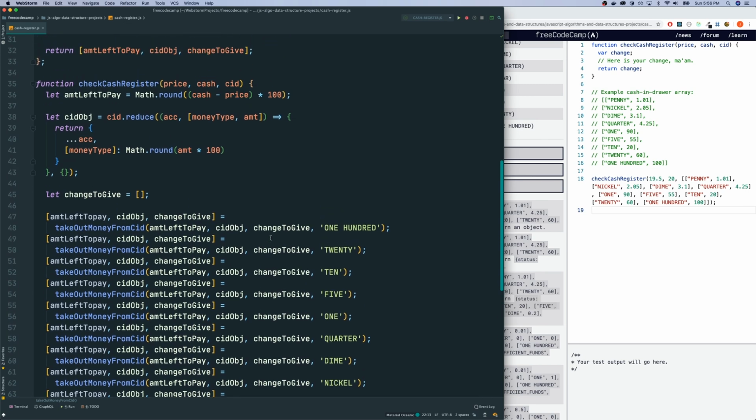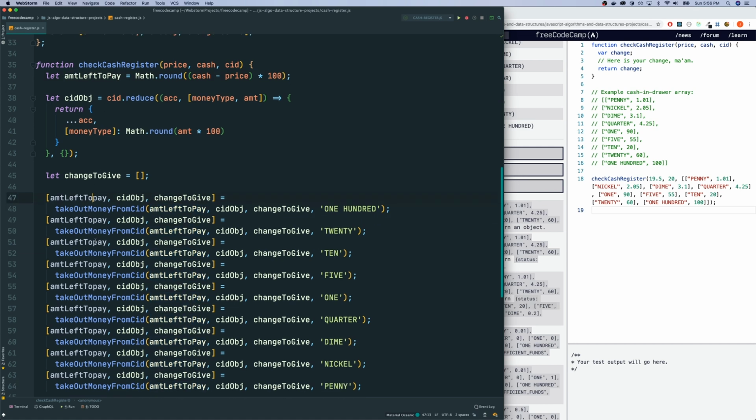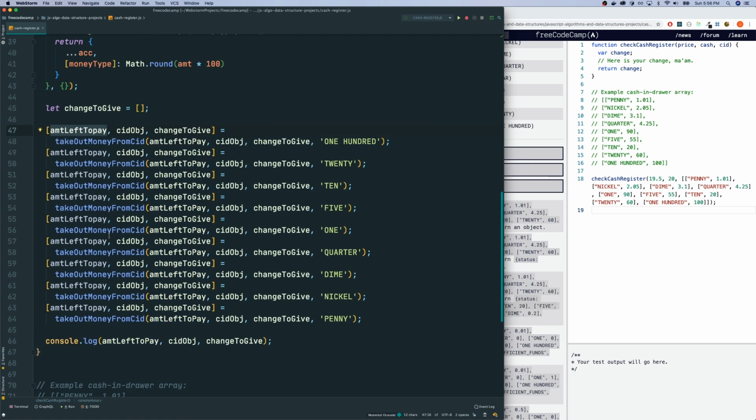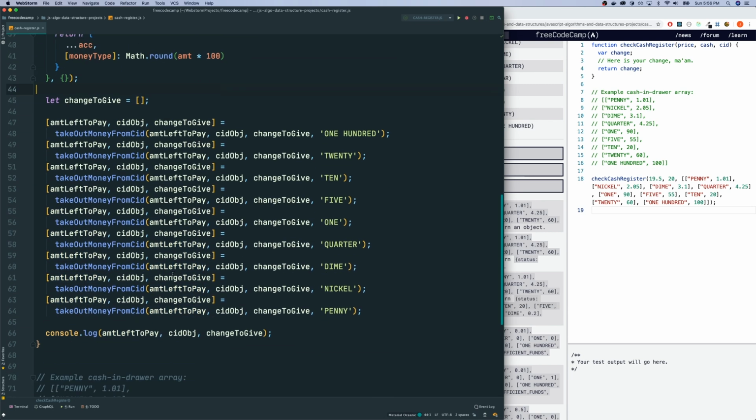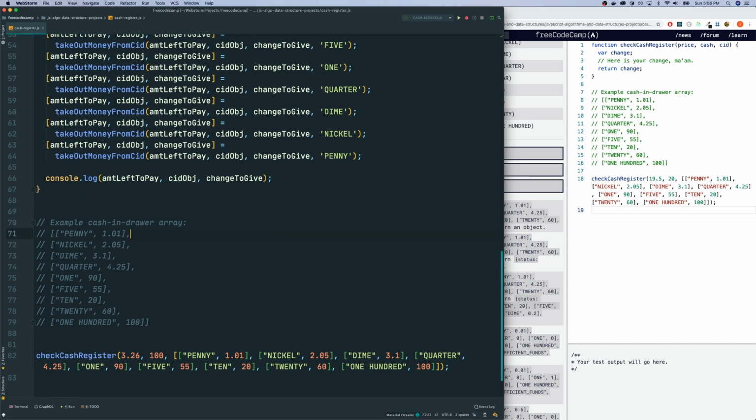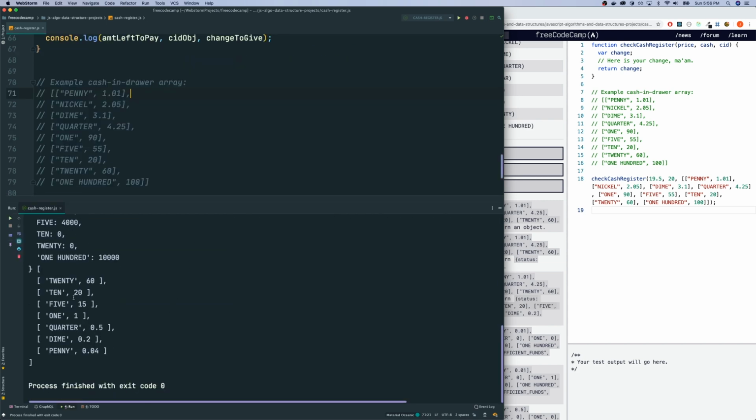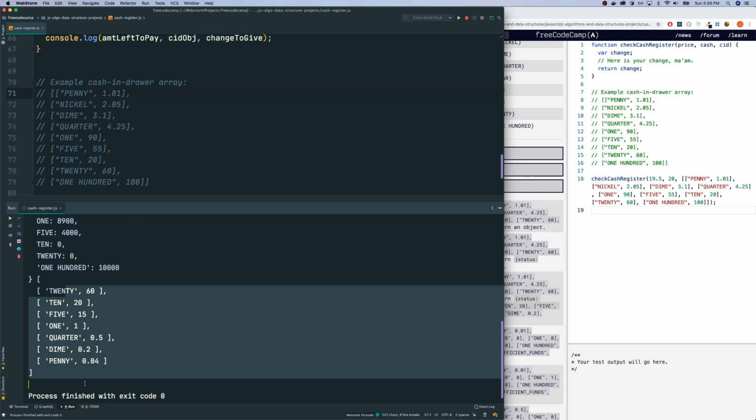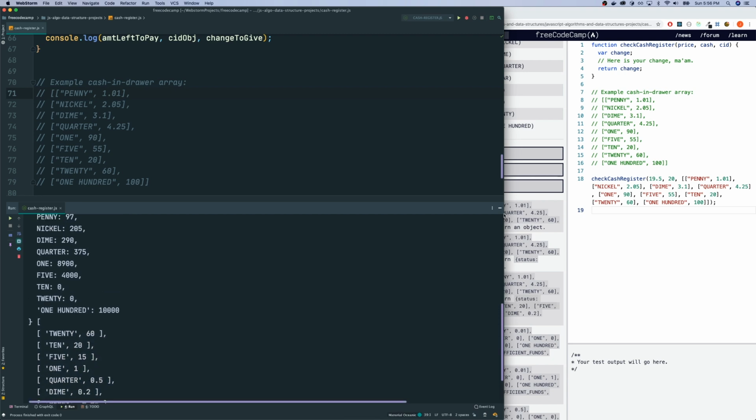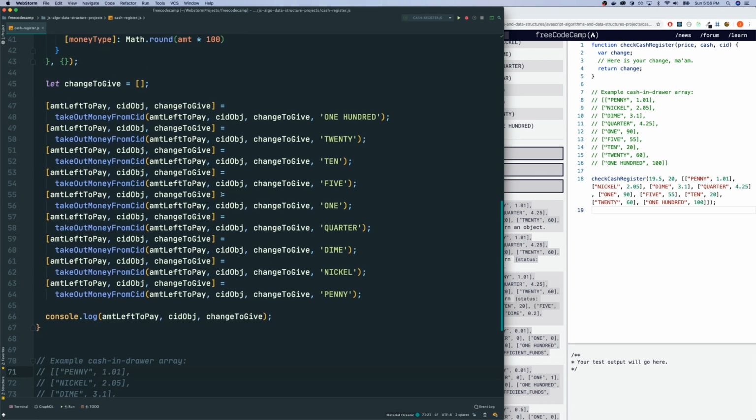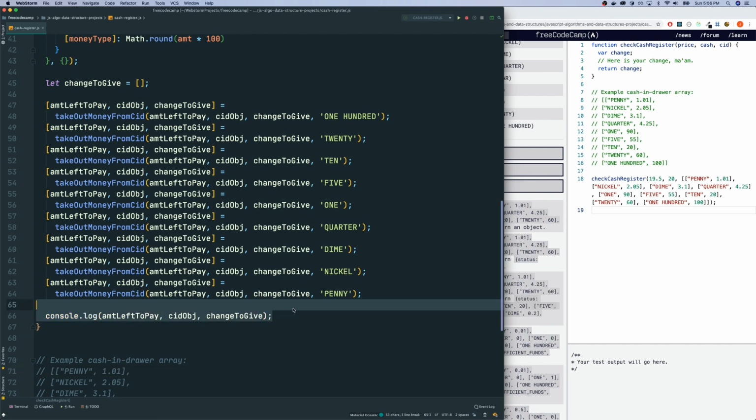Hopefully, most of you guys picked this up, but notice how I spelled amount left to pay. I capitalized the P, but for some stupid reason, I made this lowercase. So I just have to update all these amount left to pay with the uppercase version. That was so stupid of me. I'm terribly sorry. All right, so now let's see if our code runs as intended. We get back this, and that does look legit. That looks correct. So let's go back, erase all of our console logs.